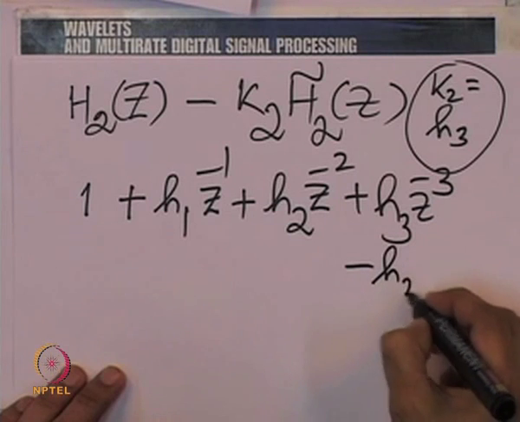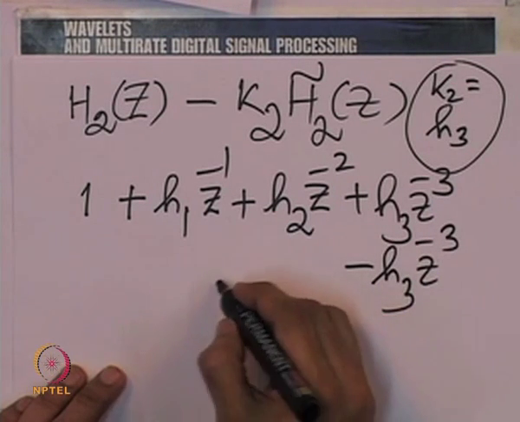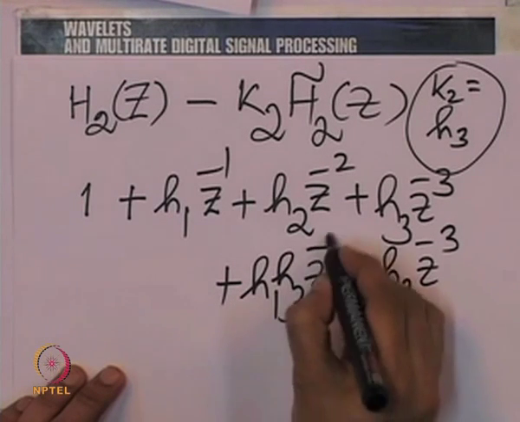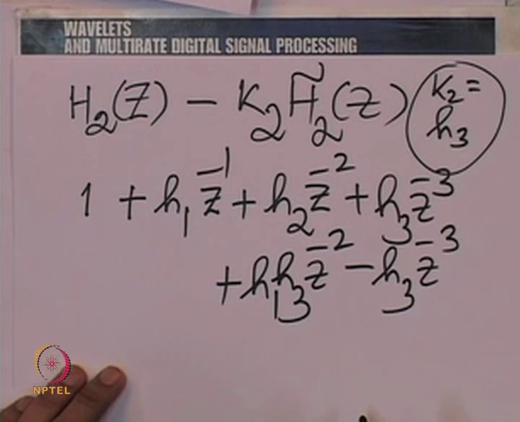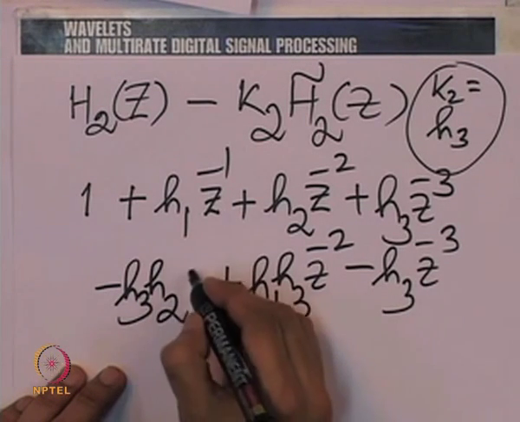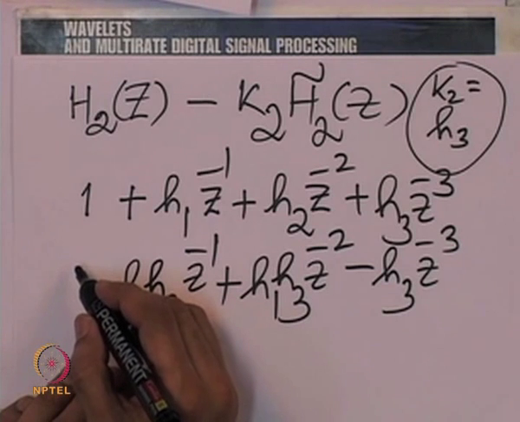minus h 3 z raised to the power minus 3 plus h 1 h 3 z raised to the power minus 2 and something else here. So, of course, we will just complete it. It is minus h 3 h 2 z raised to the power minus 1 and of course, plus h 3 squared here.